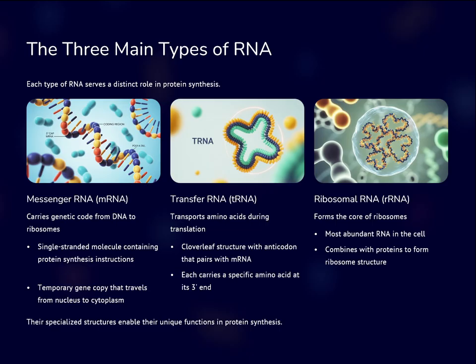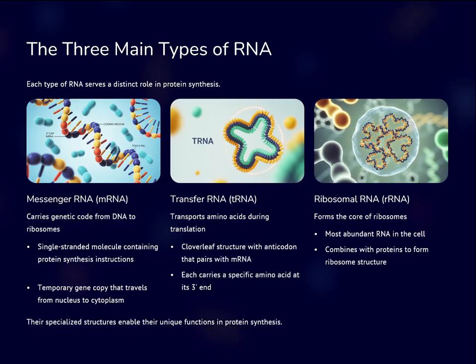Protein synthesis involves three major types of RNA, each with a distinct role. There's mRNA, which stands for messenger RNA. This carries genetic instructions from DNA in the nucleus to the ribosomes that are in the cytoplasm. It's the blueprint that makes a specific protein. There's tRNA, which stands for transfer RNA. This brings the correct amino acid to the ribosome and matches it to the mRNA codon using its anticodon.